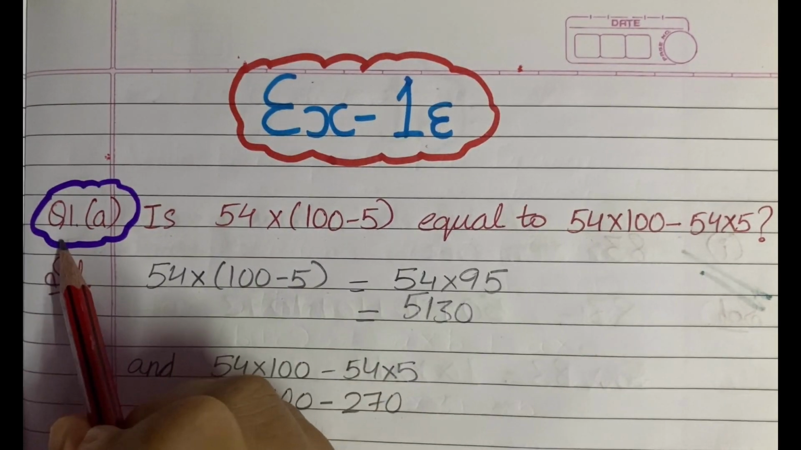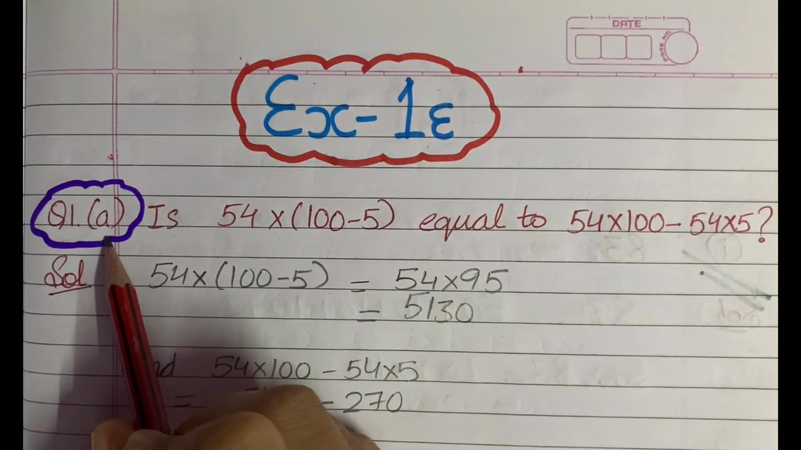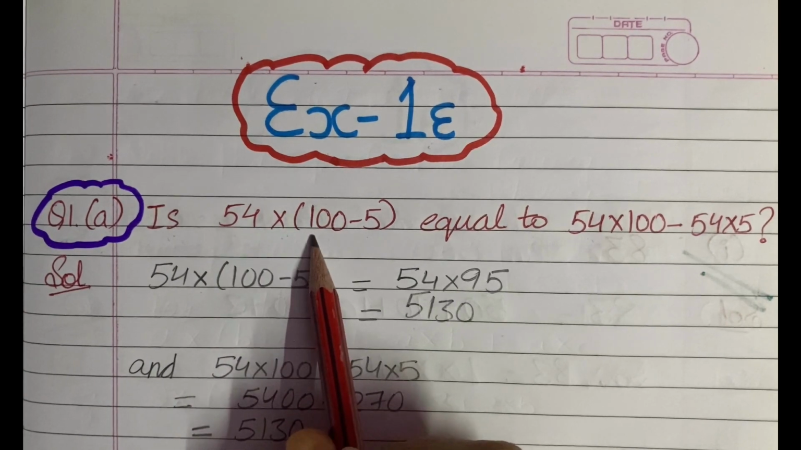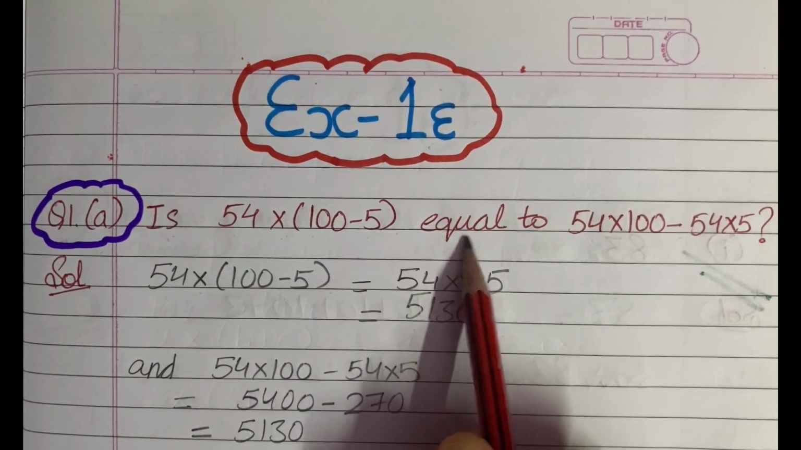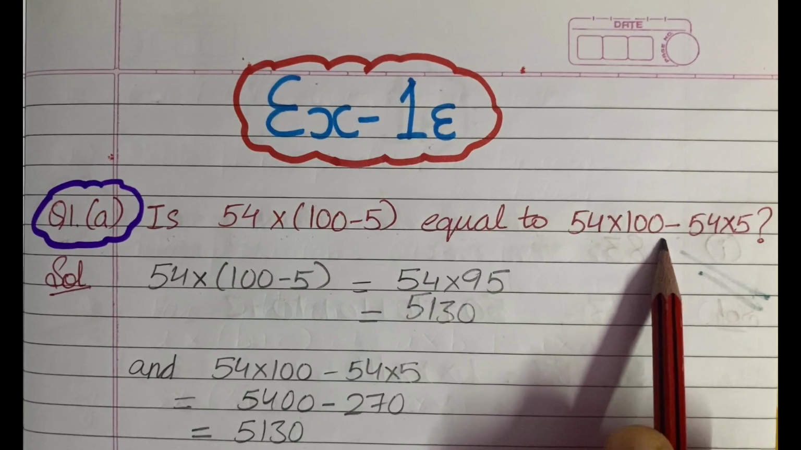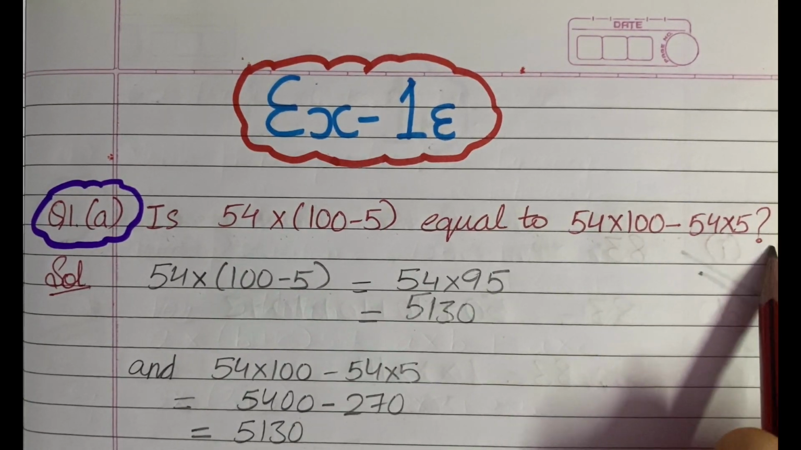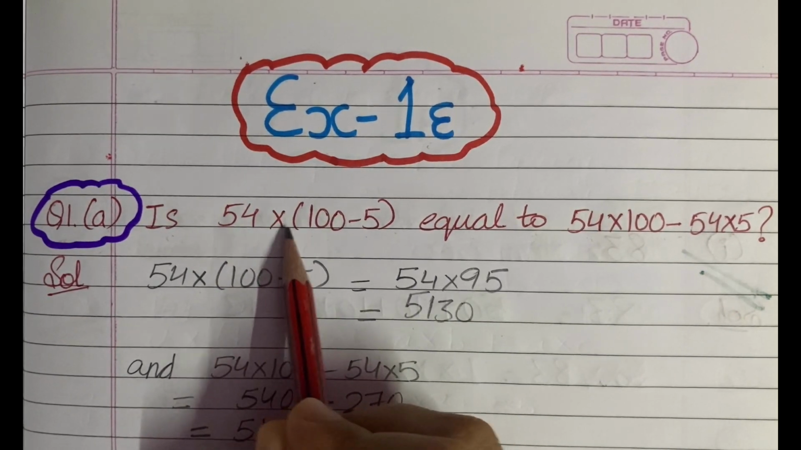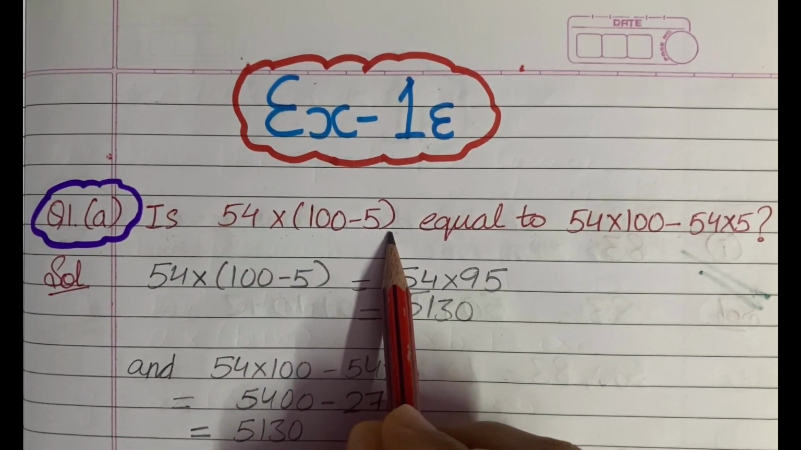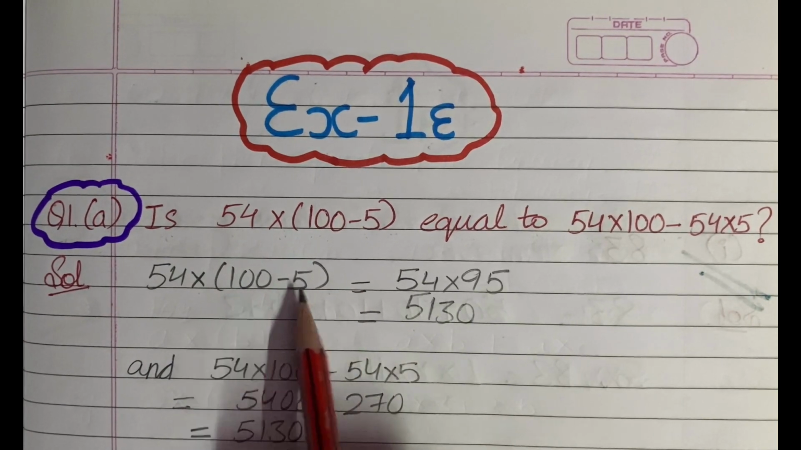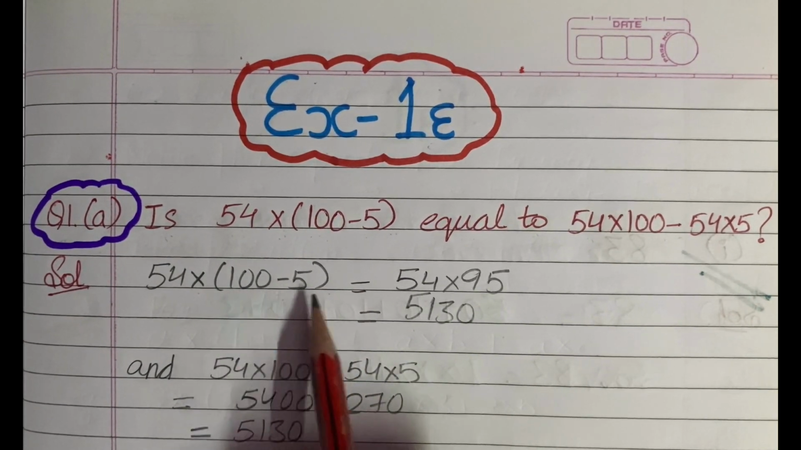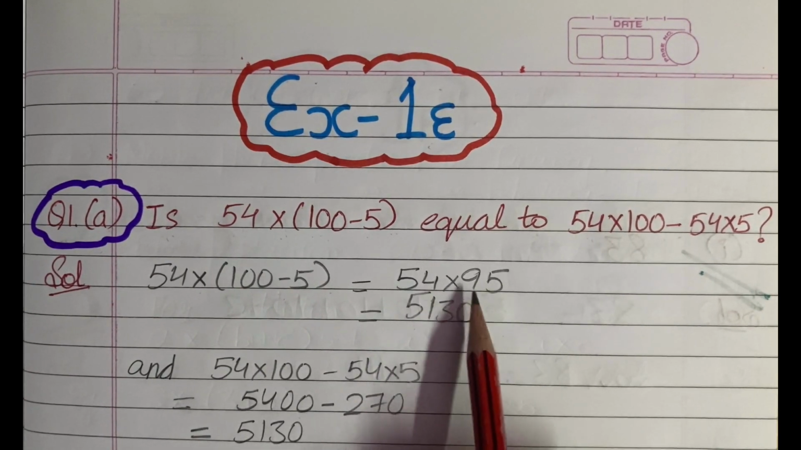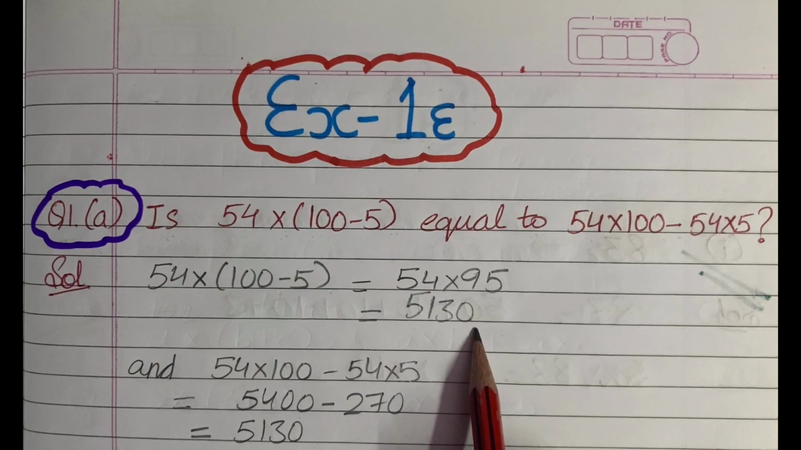Now question number 1 of exercise 1E. A part says that 54 multiplied by (100 minus 5) is equal to 54 multiplied by 100 minus 54 multiplied by 5. So students, in this first of all we will solve 54 multiplied by (100 minus 5). First we will solve the bracket, and on solving the bracket we will have 54 multiplied by 95. Now on multiplying 54 by 95 we will get 5130.